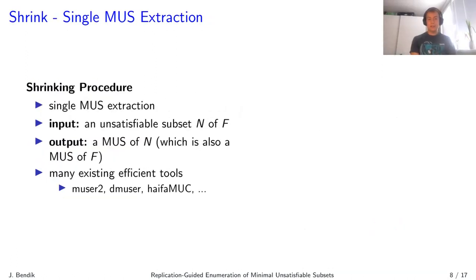Yet another concept that we employ is the so-called shrinking procedure. The input is an unsatisfiable set of Boolean clauses, and the output is a MUS of the input. In other words, shrinking is a single MUS extraction. There exist several efficient single MUS extractor tools that we can use to implement shrinking.